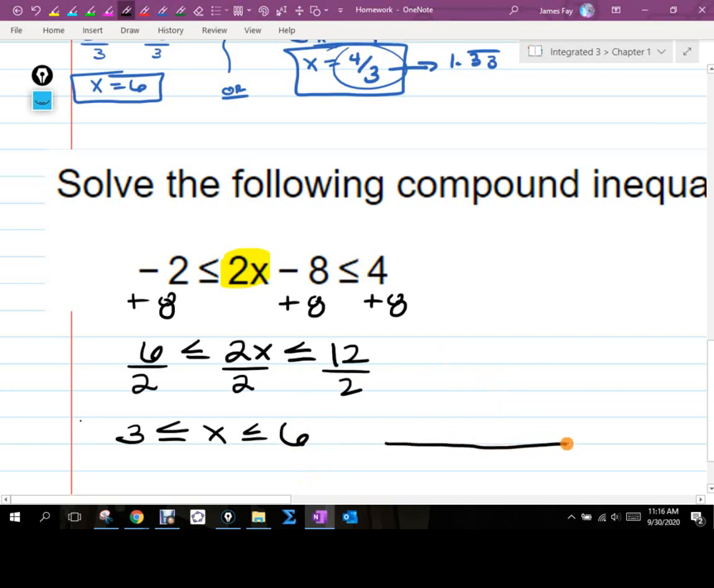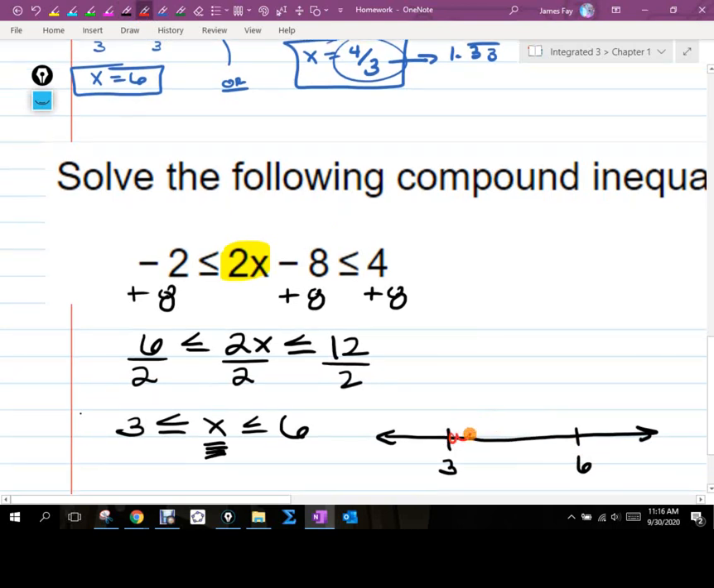If I was to graph this, it's nice because it tells me x, the way we wrote it, is the middle thing. It's between 3 and 6, right? So x represents all the numbers between 3 and 6. If I find 3 and 6 on my number line, x is all of the numbers in between, and because of the equality, we include 3 and we include 6. So those are all my solutions.